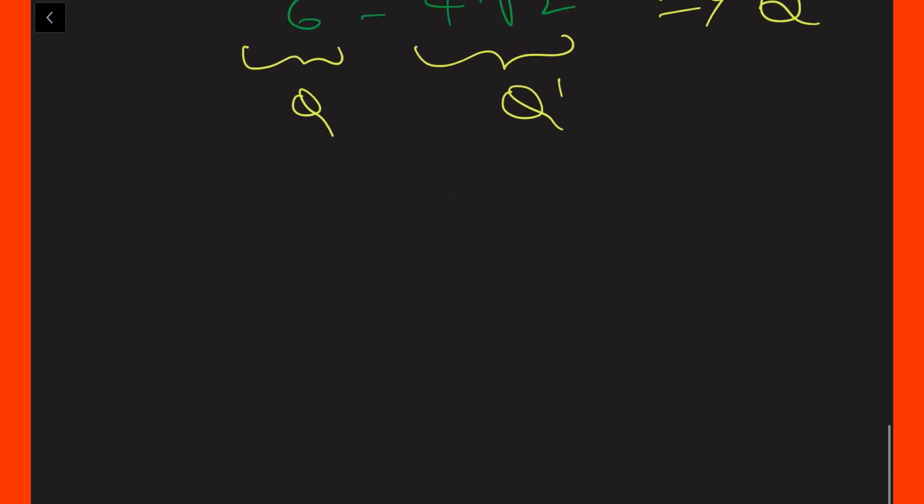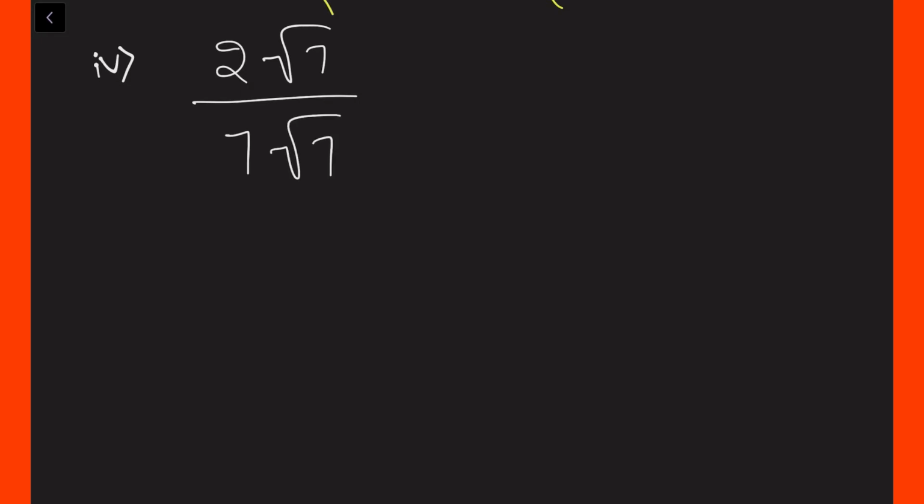Next, the fourth question in this second bit. We have the question as 2 into √7 divided by 7 into √7. 2√7 divided by 7√7. In the numerator √7, in the denominator √7, both will get cancelled. So we remain with 2 divided by 7. 2 divided by 7 is in the form of p by q, where p and q both are integers and q is not equal to 0. So this is a rational number.